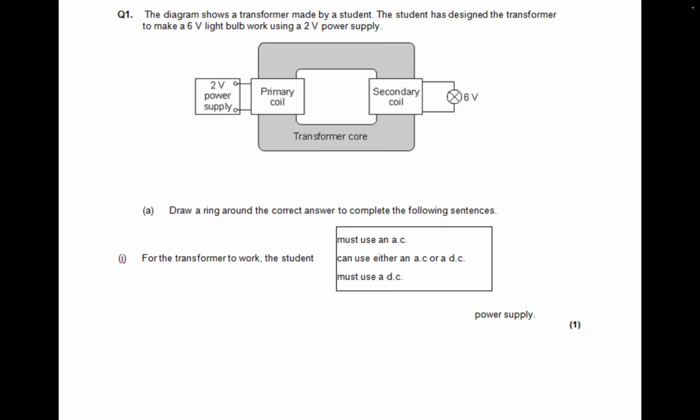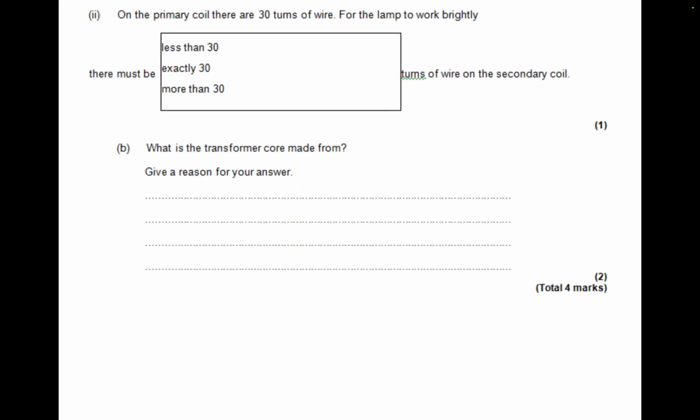For a transformer to work, the student must use AC, can use either AC or DC, or must use DC. AC being alternating current, DC being direct current. We explained in the previous video, transformers must use alternating current, and that's to give you the alternating magnetic field that cuts the secondary coil and gives you the electromagnetic induction on the secondary coil. All right, let's move on. If you want to pause and have a go at this one.